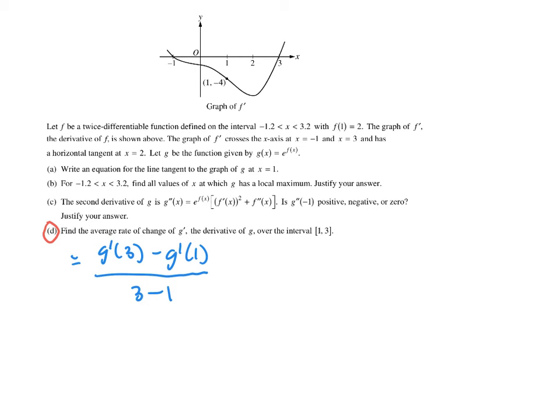Remember that the function g, let's just highlight that again, is e to the f of x. So I'm going to need to know some f values. We were given some f values. We were given f of 1 is 2. Were we given any other f values? No, I don't think we were. So let's see if we can figure this out.